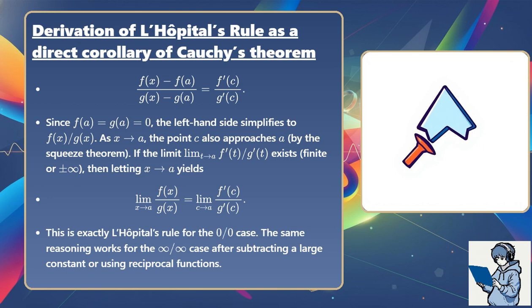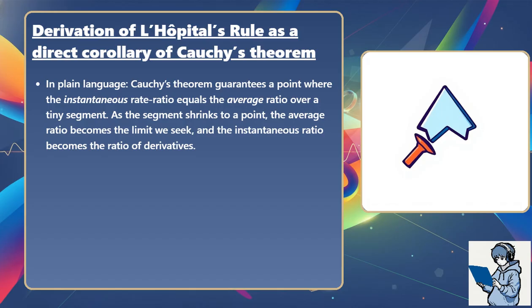The same reasoning works for the infinity over infinity case after subtracting a large constant or using reciprocal functions. In plain language, Cauchy's theorem guarantees a point where the instantaneous rate ratio equals the average ratio over a tiny segment. As the segment shrinks to a point, the average ratio becomes the limit we seek, and the instantaneous ratio becomes the ratio of derivatives.